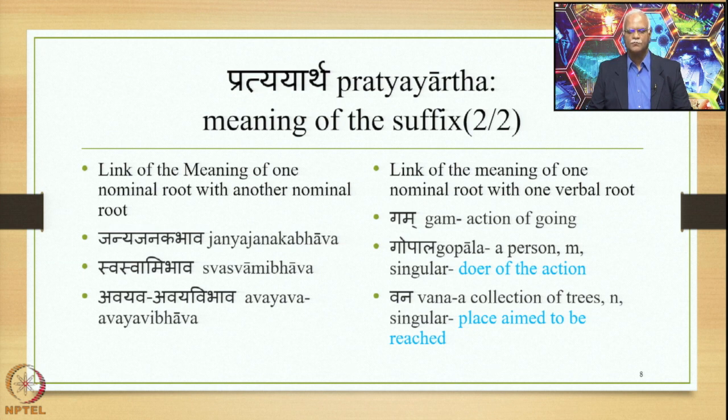So dasharathasya putraha. In this particular example, dasharatha and putra are the two nominal roots and they are linked by sya, which is a suffix which indicates the janya janaka bhava which is shared by dasharatha and putra. And similarly also in the case of swaswami bhava and avayava avayavi bhava.